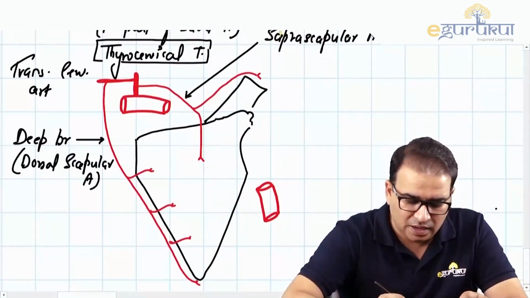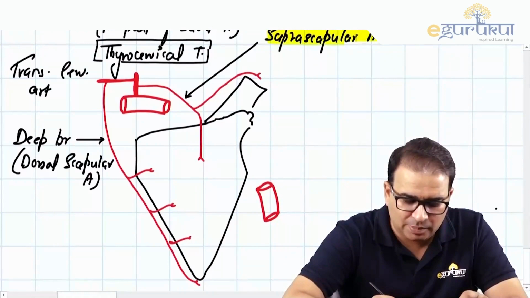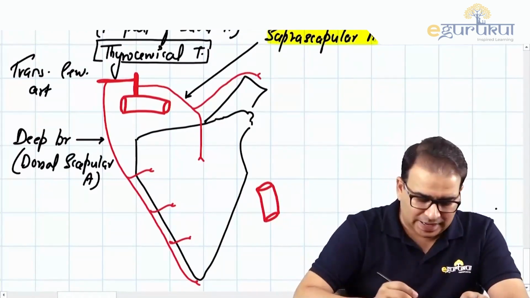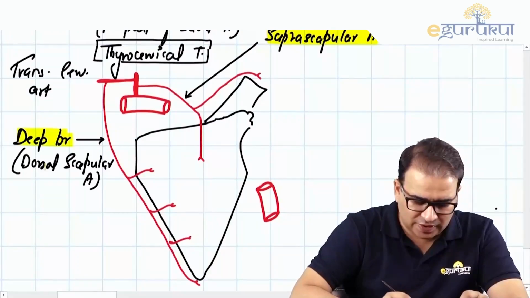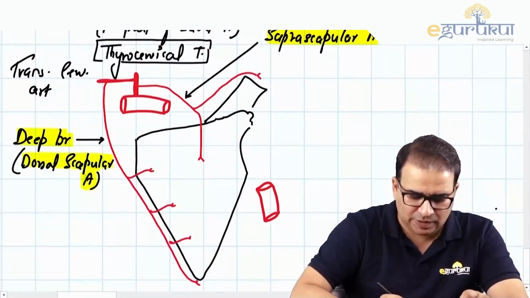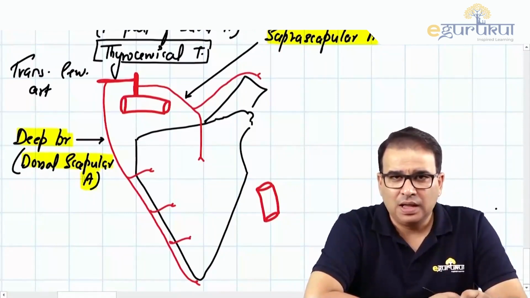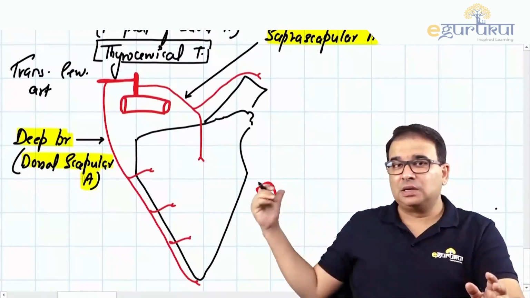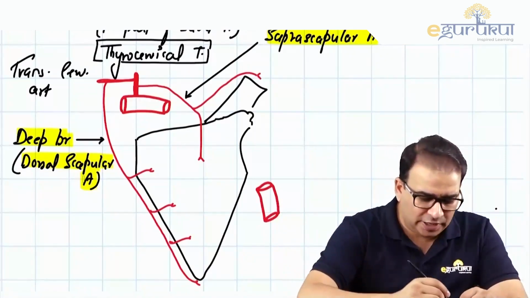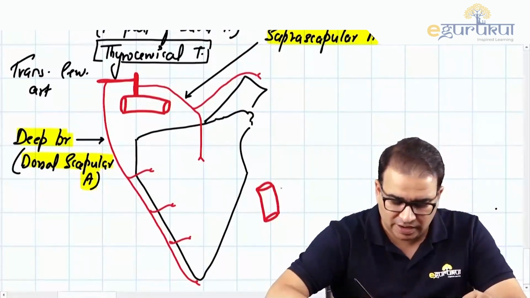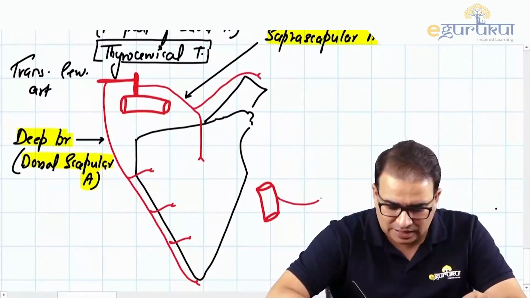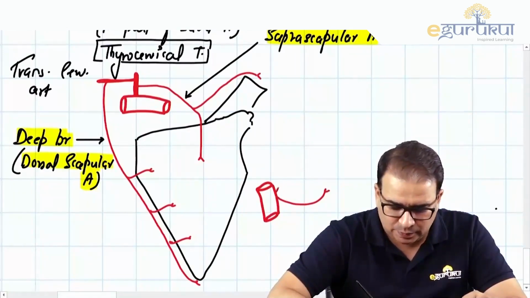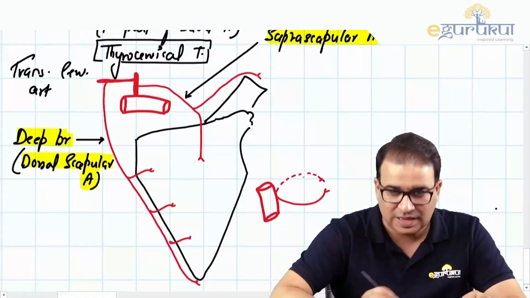Let me repeat that again. We said what? Suprascapular artery, number one. And second is the deep branch of the transverse cervical, also called the dorsal scapular artery. Okay. Now it's time to look at the third part of the axillary artery. Now you already know the branches from the third part of the axillary artery include an anterior circumflex humeral artery and a posterior circumflex humeral artery. Let me go with that first.